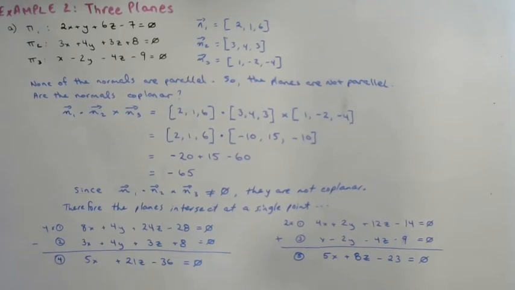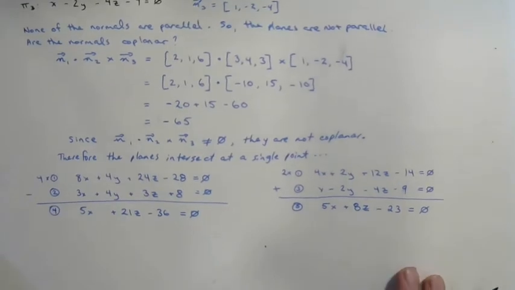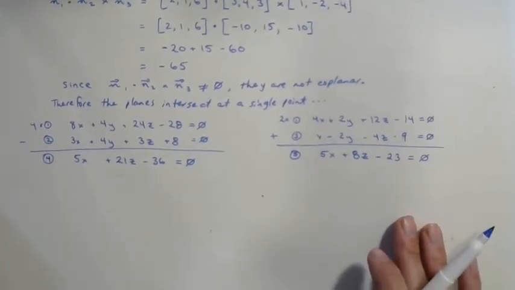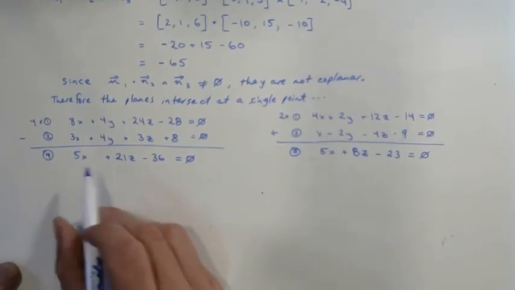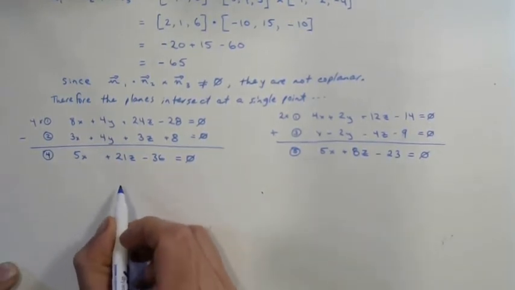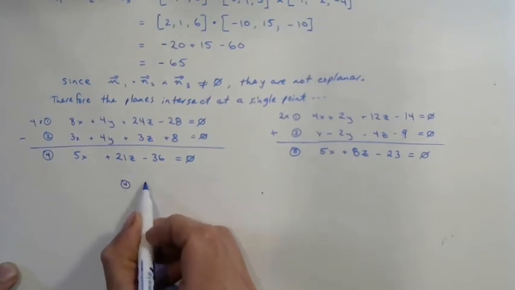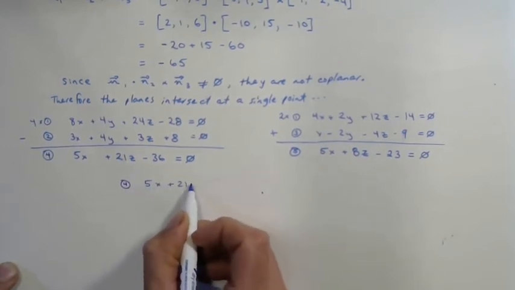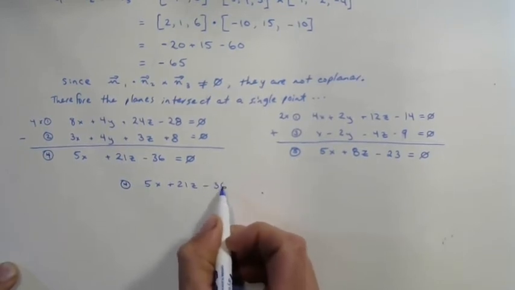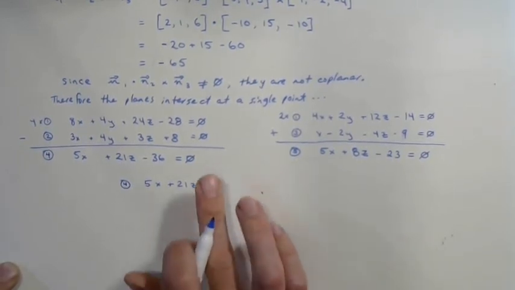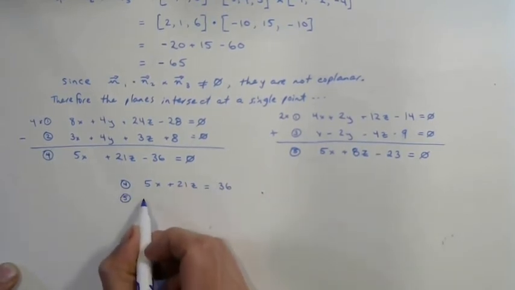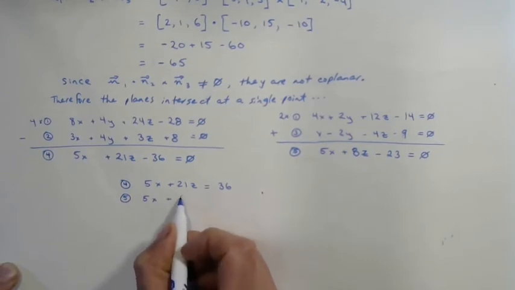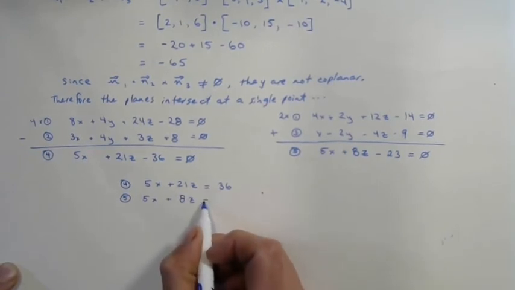So now I have two equations, and they only have x's and z's in them. So now I can actually solve for one of those variables using equation 4 and equation 5. I see that they both have 5x. So I'm going to take equation 4, which is 5x plus 21z minus 36 equals 0. And actually I'm going to add 36 to both sides. And here I'm going to take equation 5, which gives me 5x plus 8z equals 23.